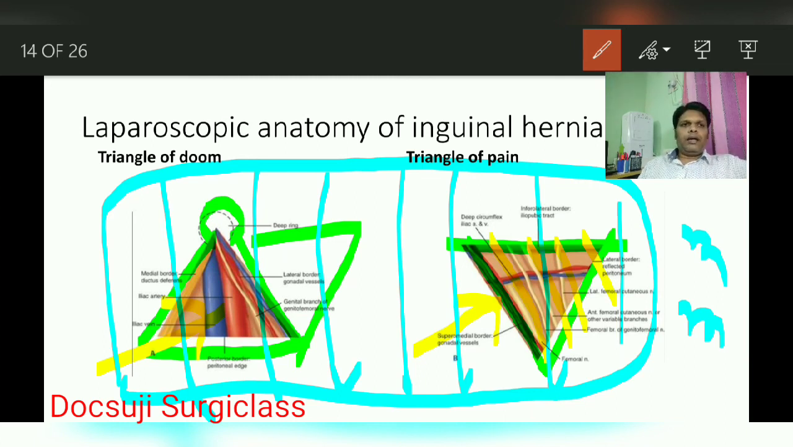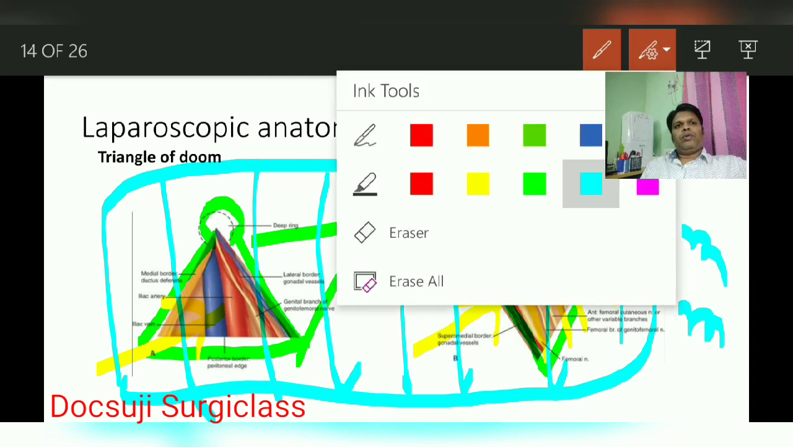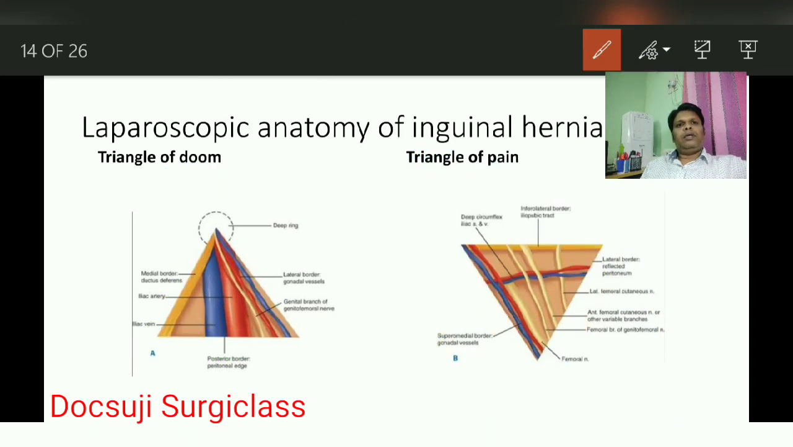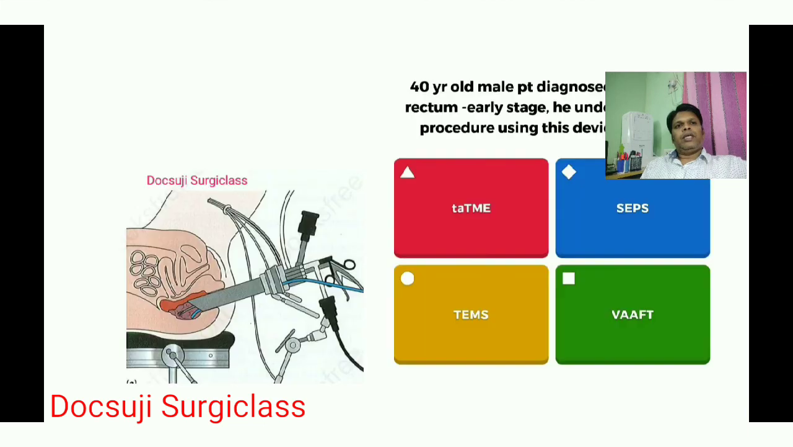And similarly, the triangle of pain. If you fire a tacker in this triangle, what will happen? Again, post-operatively the patient will have chronic neuralgic pain. So for this reason, you should not fire any tacker in this triangle. Okay, so this is about the laparoscopic anatomy of inguinal hernia.